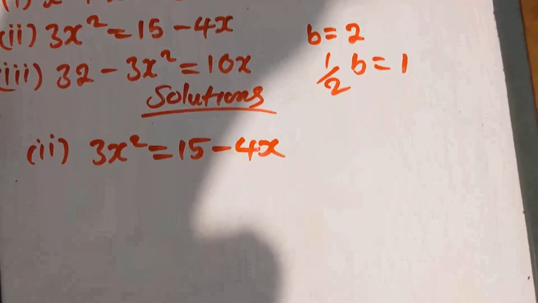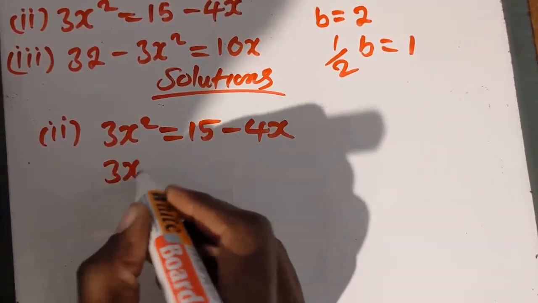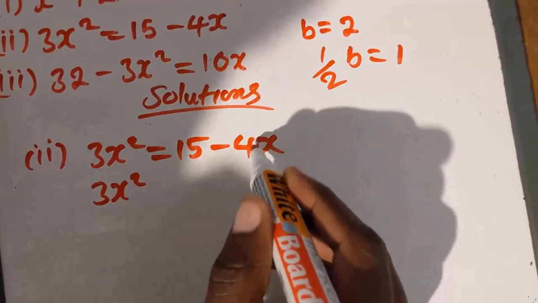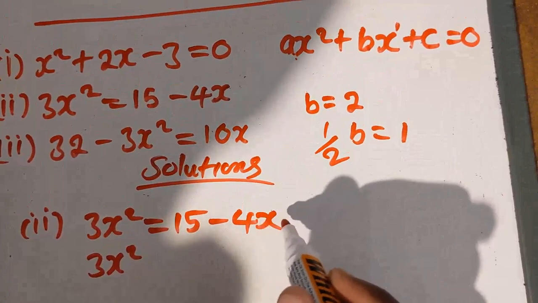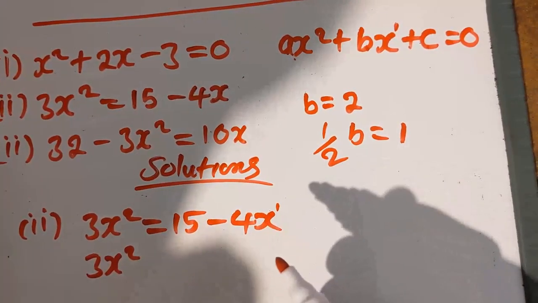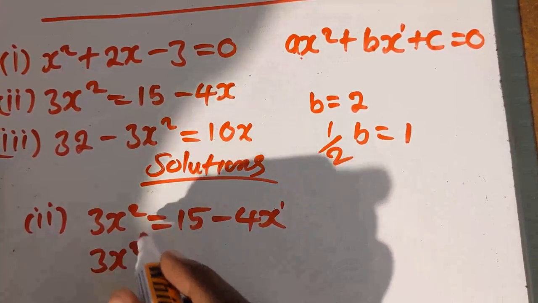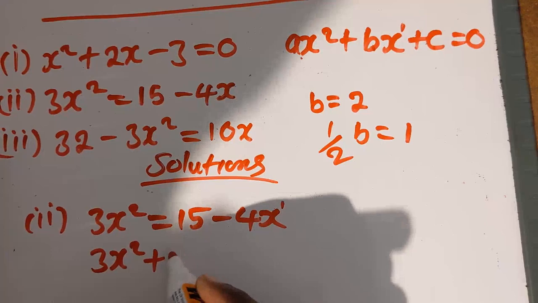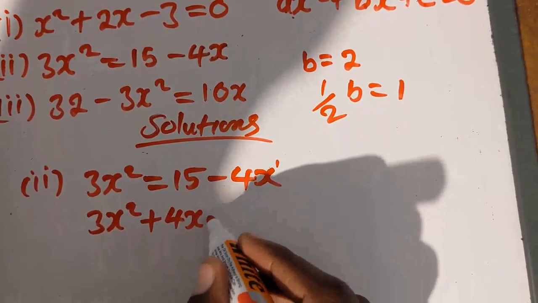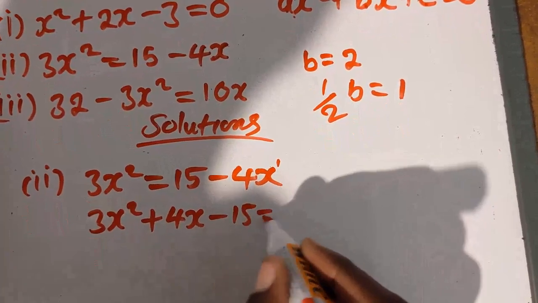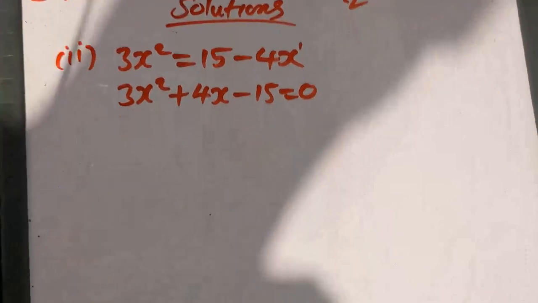That is the first step. So we are going to say 3x squared, then the one that is supposed to follow, which is x power 1. This is negative 4. When it crosses the equal sign, it will be positive 4x. Then negative 15 equal to 0. Then that is a quadratic equation.